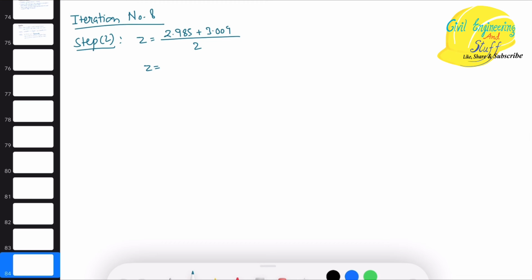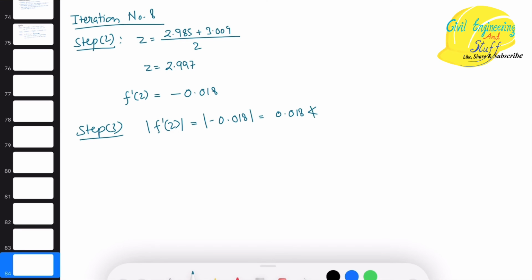So following it, the value of z will be 2.997. Your f dash z will be equal to, I'm just directly writing the values, 0.018. All right, so your step 3, mod of f dash z. This is equal to minus 0.018. After mod, this value becomes positive and hence cannot be less than 10 to the power minus 3. Let's check your f dash z. Is your f dash z greater than 0 or less than 0? Less than 0.